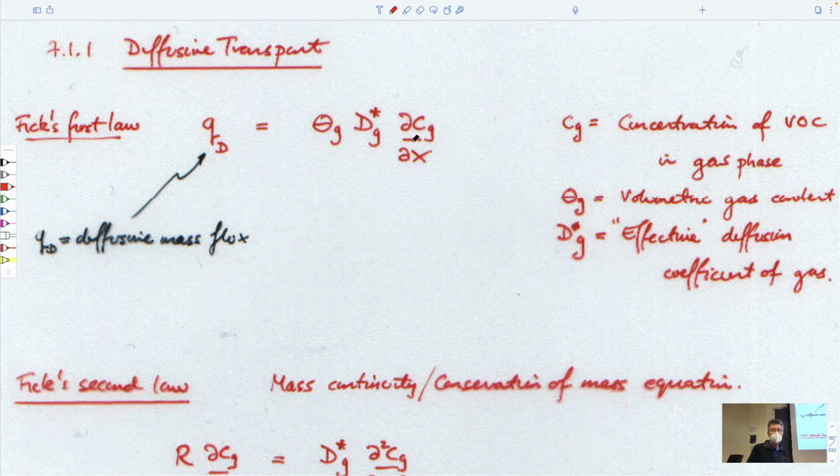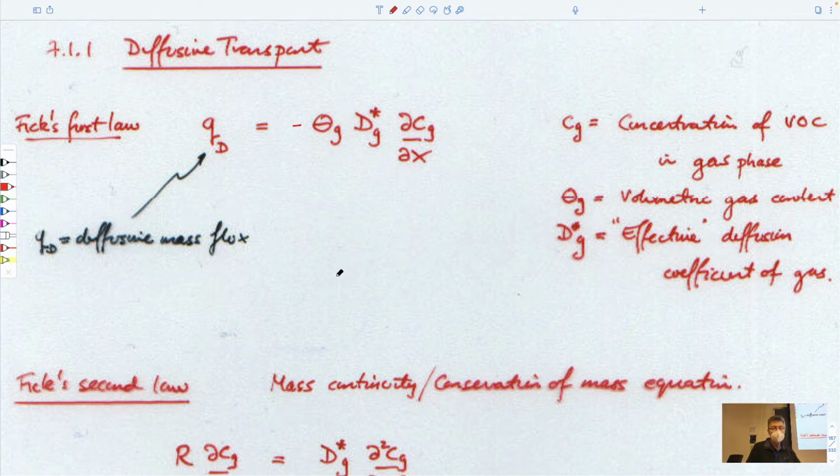So Fick's first law says that the mass flux of a component is given by the concentration change over length, which is the concentration gradient, a diffusion coefficient, the star meaning effective, and phi g being the volumetric gas content of the porous medium. And that is because if it's traveling by diffusion in air, the only part of the medium through which it can be transported in air is the part that's air-filled. And so that's why this comes before it.